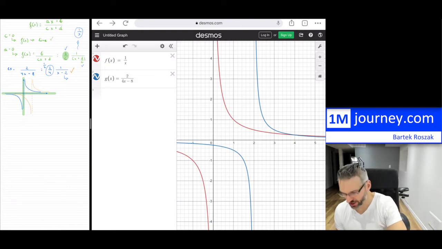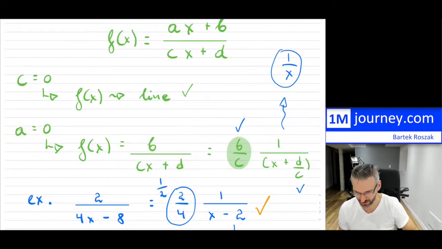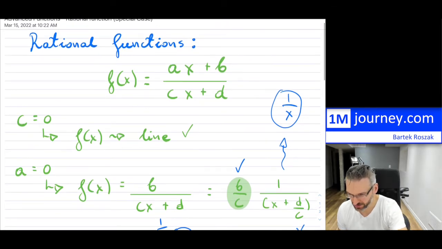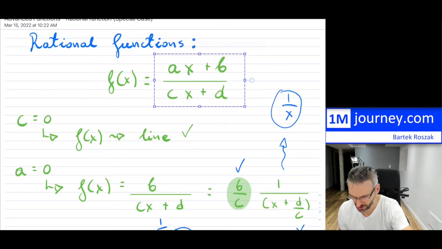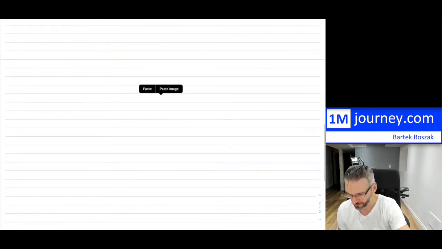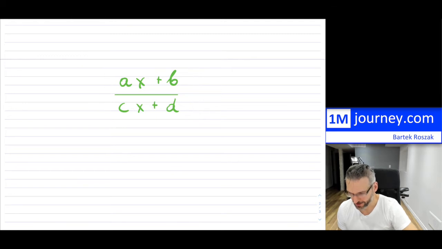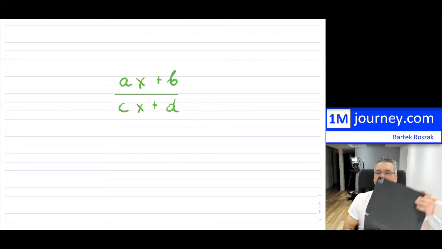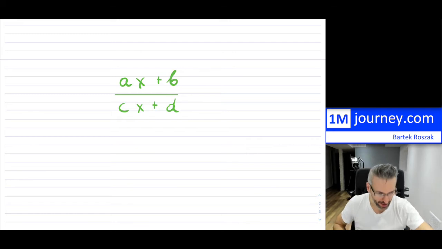Now, that's the case when a is equal to 0. In the general case, what characteristics do we have that we should know and understand? This has order 1 in the numerator and order 1 in the denominator. Under special cases, you might have a hole. You know exactly where your vertical asymptotes and horizontal asymptotes are.